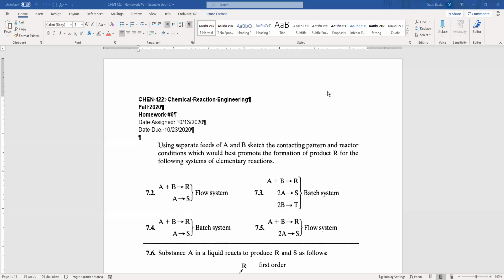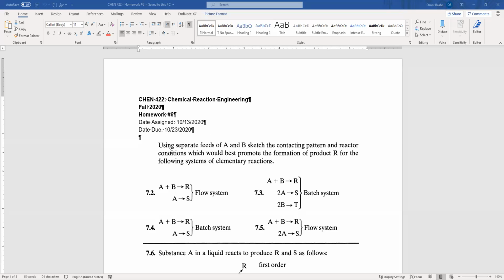Okay, let's start talking about homework number 6, and how to approach these types of problems, how to think of systems of reactions in series, reactions in parallel, and how to do the mixing strategies, etc. So let's start with these 4 problems right here.